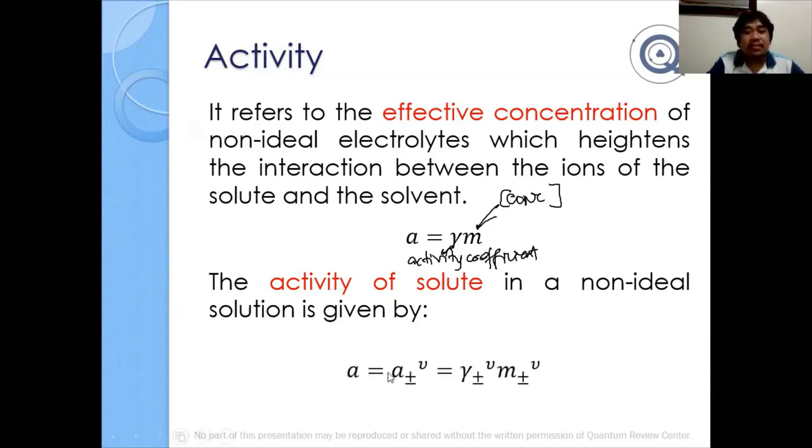So, activity can be estimated by the activity of the formed ions in solution raised to nu. So, nu is the stoichiometric coefficient. Sorry, mamaya ko pala ipapakita yung nu. Nu is the sum of nu plus and nu minus. Okay? And it is equal to activity coefficient raised to nu times the molality. So, parang ginanto lang natin siya.